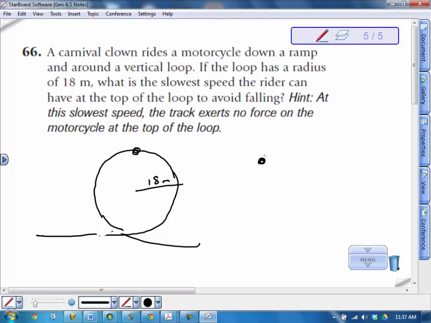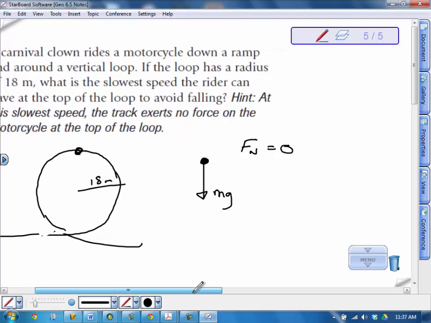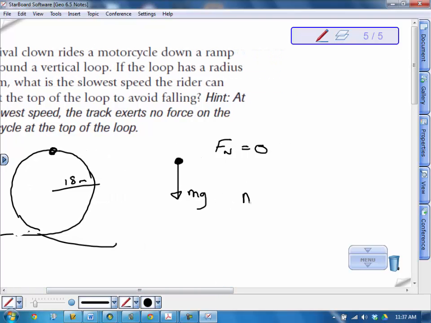So we're going to do a free body diagram at the top of the loop. We have gravity pulling down at that point. The hint is that at the slowest speed, the track exerts no force on the motorcycle. So this is the only force acting on it then. There's no normal force from the track itself. So what that means is that this mg has to be equal to the centripetal force, which is the mass times centripetal acceleration, right? Because that's the only force causing this acceleration towards the center, is the weight at this point. That's the force that's responsible for the motion of the circle at this point.